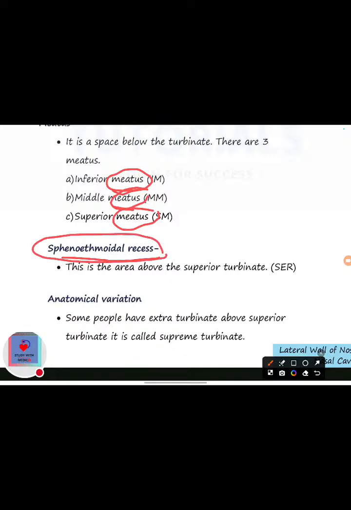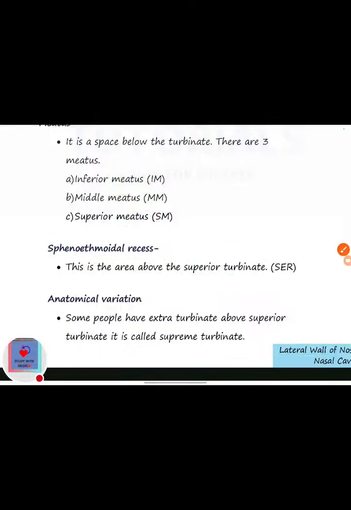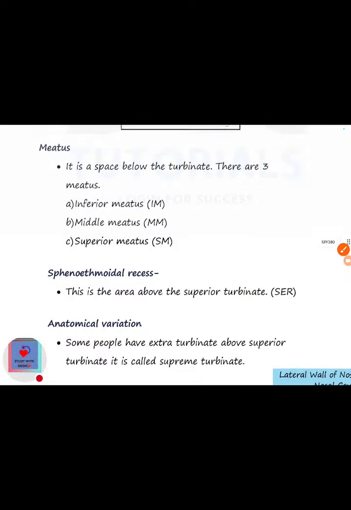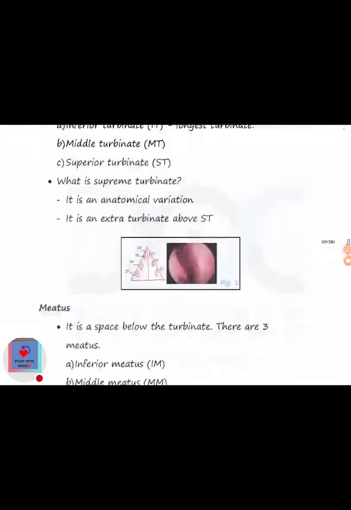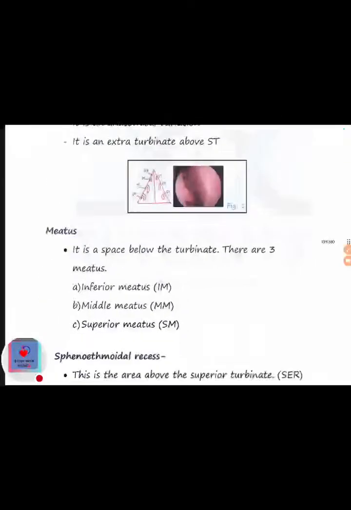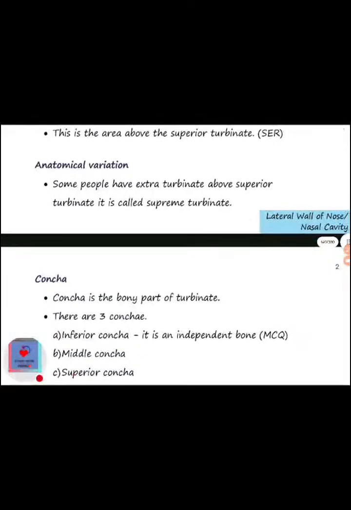The area above the superior turbinate, or below the supreme turbinate, is called the sphenoethmoidal recess. Anatomical variation: some people have an extra turbinate, the supreme turbinate.